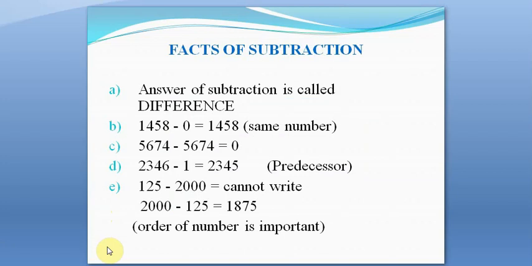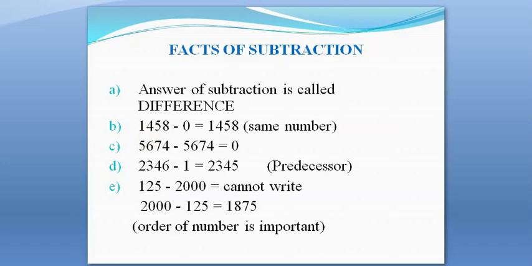As already discussed, the answer of subtraction is called the difference. Now whenever we subtract 0 from any number, we get the same number. Example here in B part, 1458 minus 0 gives us 1458. Now let us see the C part. 5674 minus 5674. When the same number is subtracted from the same number, we get the answer 0. Suppose 6 minus 6, we get 0, just like that.